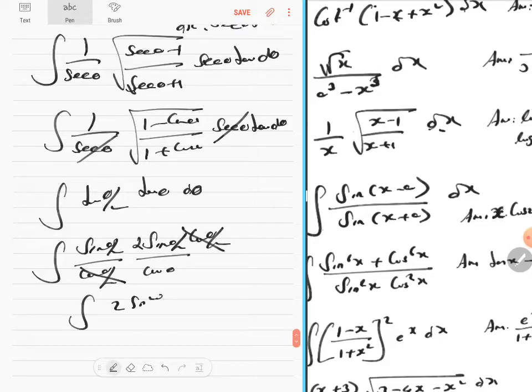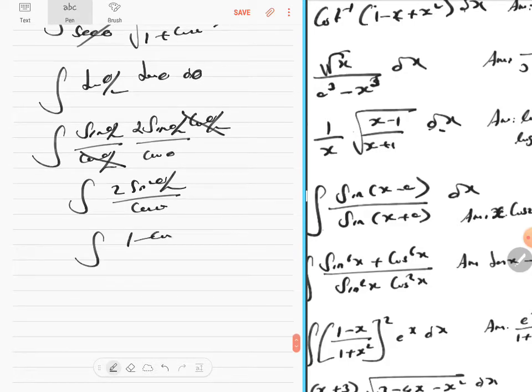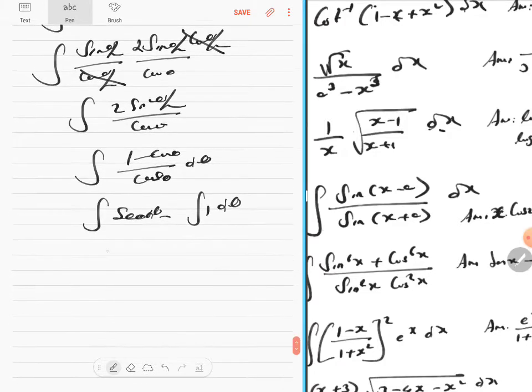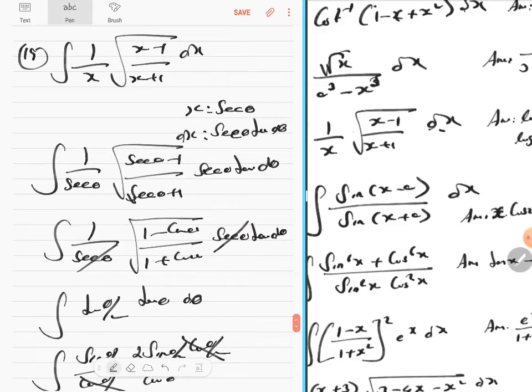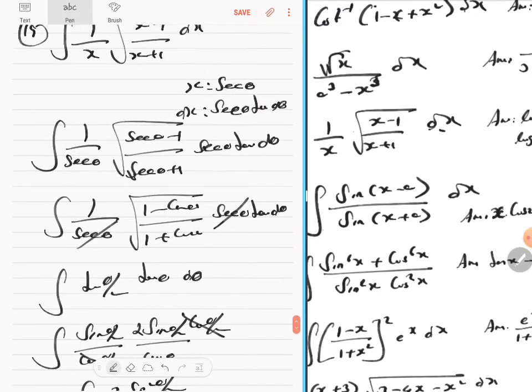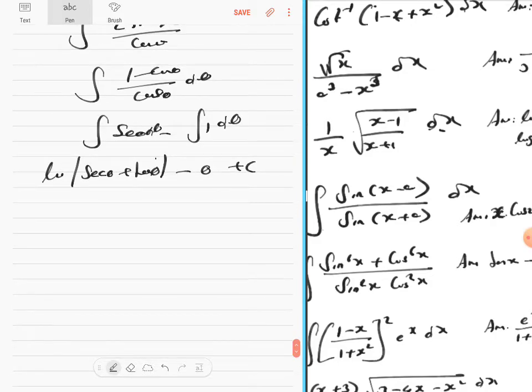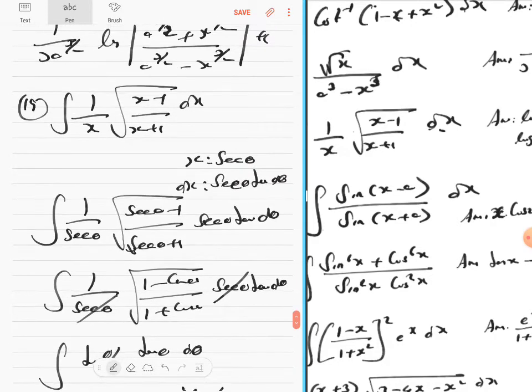So 2 sine square theta by 2 by cos theta, which itself is 1 minus cos theta by cos theta into d theta, and 1 minus cos theta by cos theta is secant theta minus 1, into d theta. So integration of secant theta is log of mod of secant theta plus tan theta, minus theta plus c, and whatever theta stands for is secant inverse of x, is it? Theta is secant inverse of x, and secant theta itself is x.